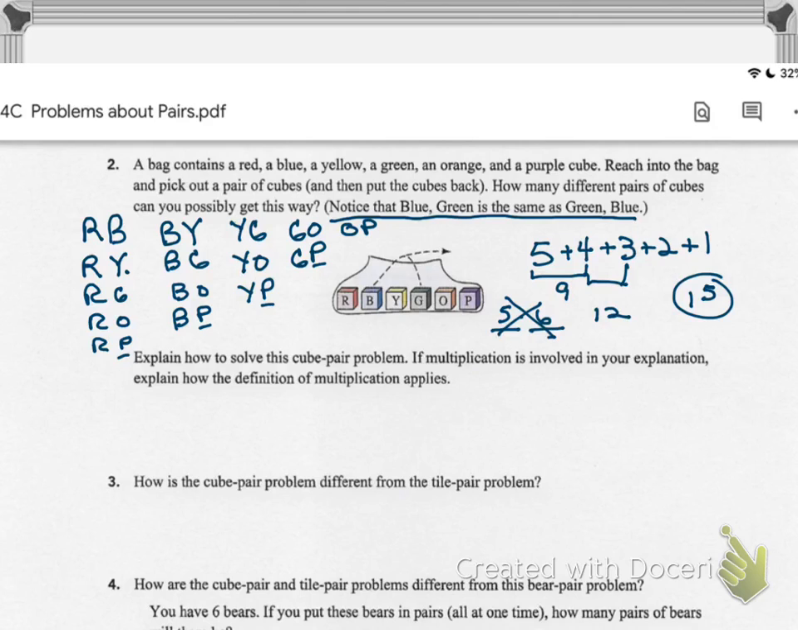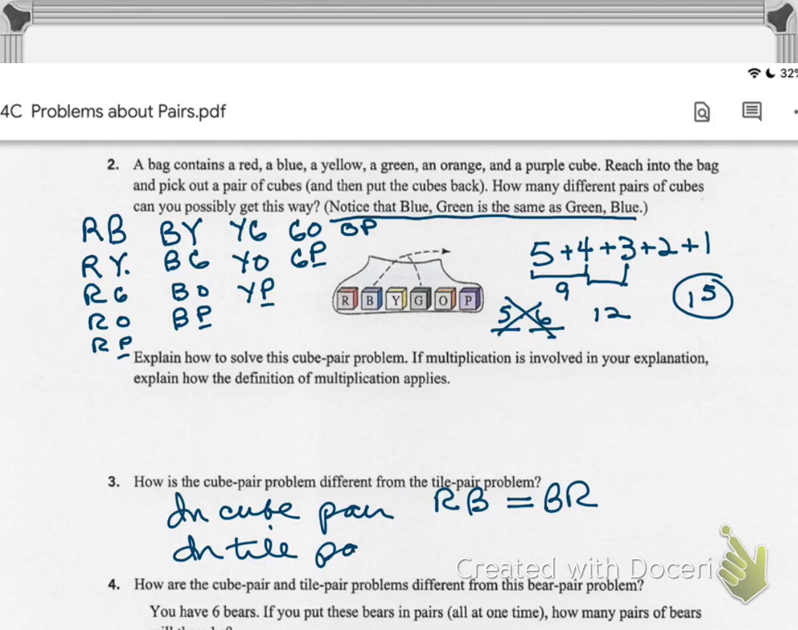Okay, so we've already discussed this. In the cube pair, we said that RB is the same as BR. But in the tile pair, what we noticed was that 2,4 was not the same as 4,2. So we had 15 possibilities in the cube pair, and we had 30 possibilities in the tile pair.